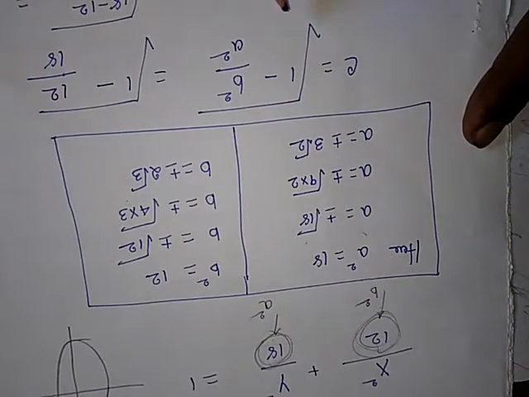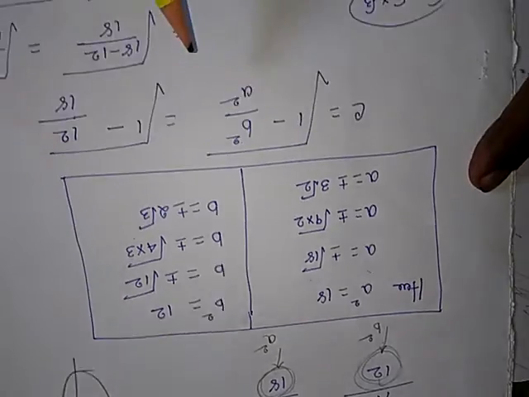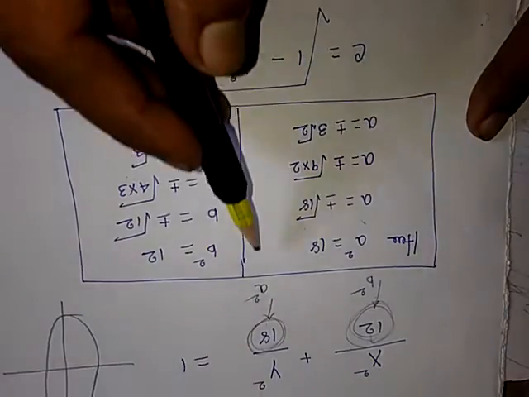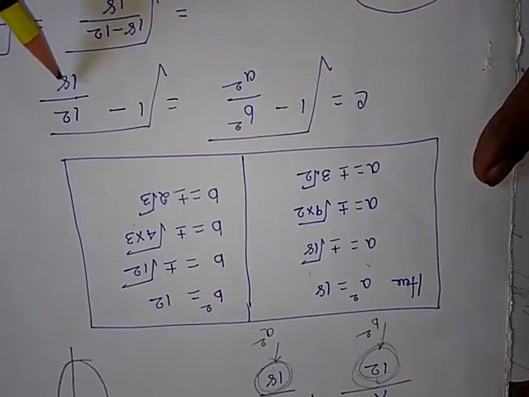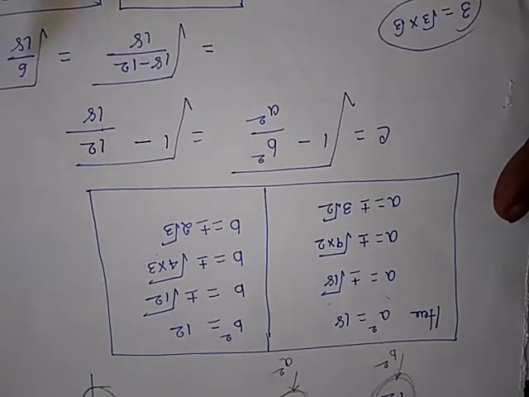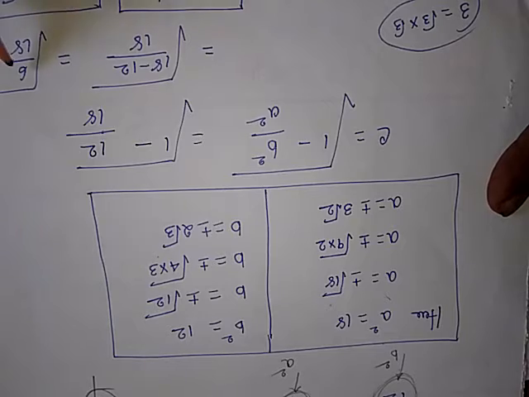Now e is equal to square root of 1 minus b squared by a squared. So b squared is 12, a squared is 18. You just substitute 18 minus 12, take the square root, and you will get the e value. 6 is 3 times.